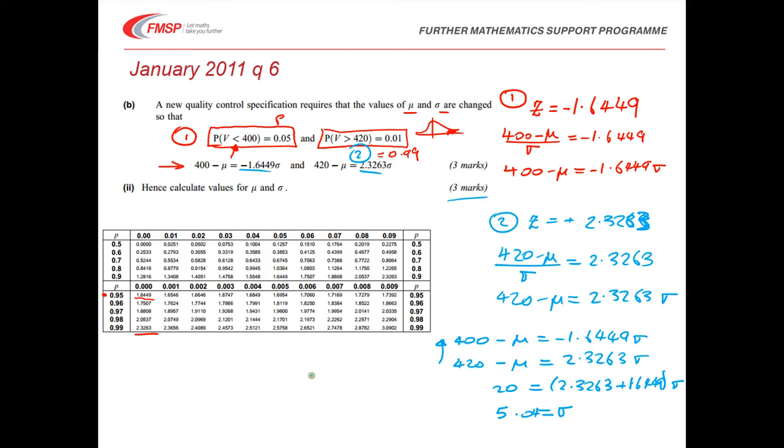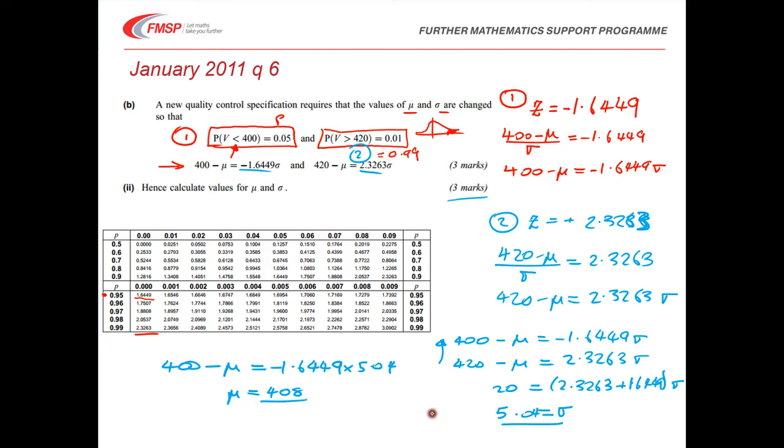So once I've got sigma, I can then substitute that back in. So 400 minus mu equals minus 1.6449 times 5.04. And again, it doesn't matter which one you substitute it in, but that will lead you to a value of mu of 408.